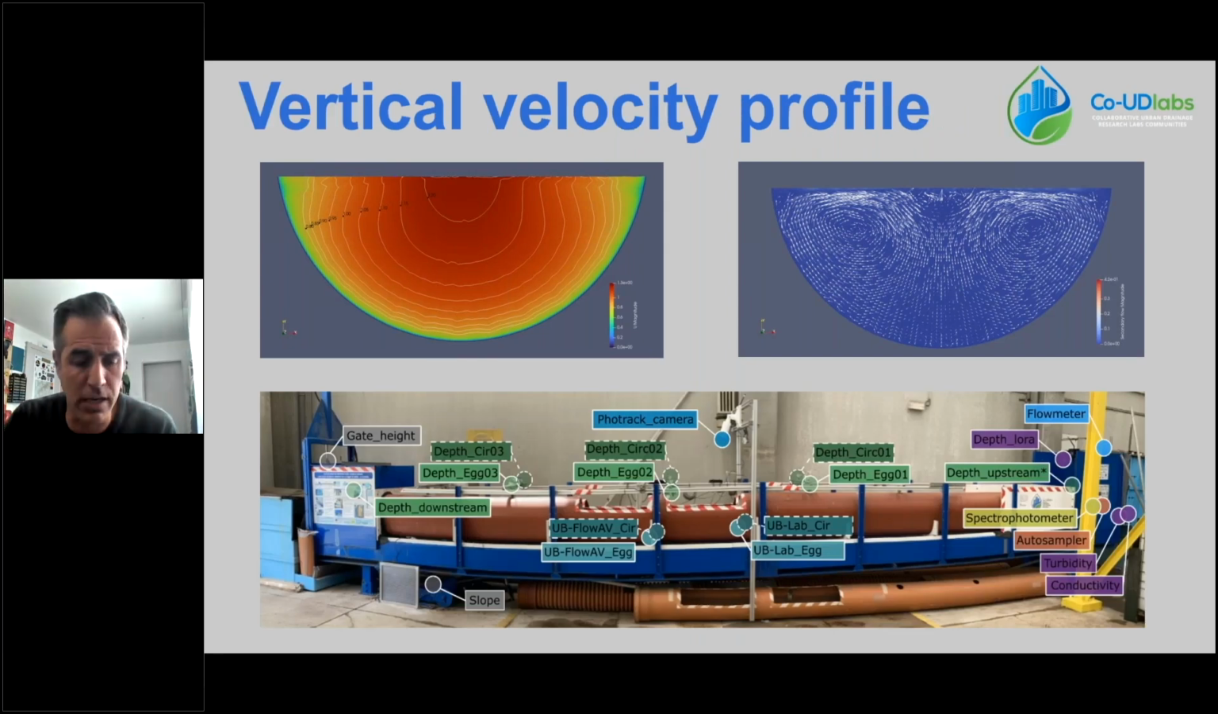So actually now also inside of CoUDlabs, we did extensive experiments to really try to measure that velocity depth and improve that conversion from surface velocity to average velocity to get a more accurate volumetric flow under these conditions.